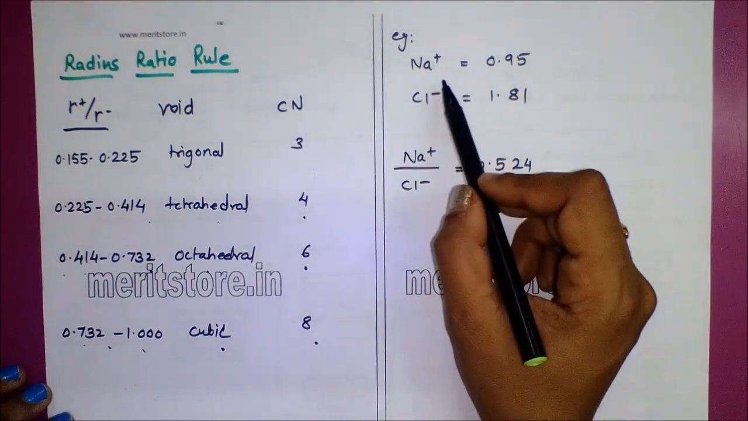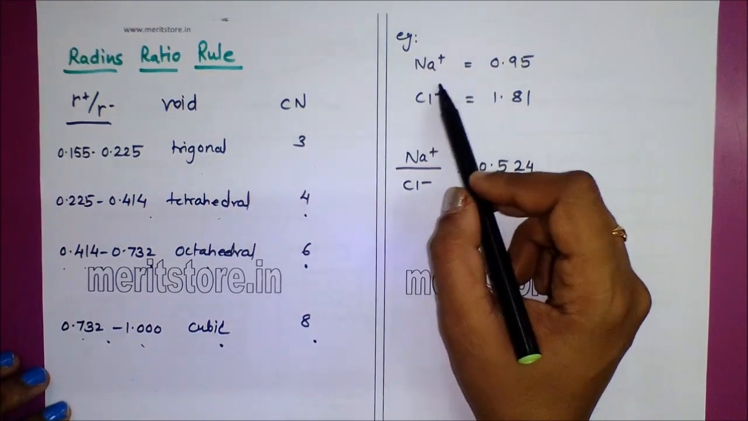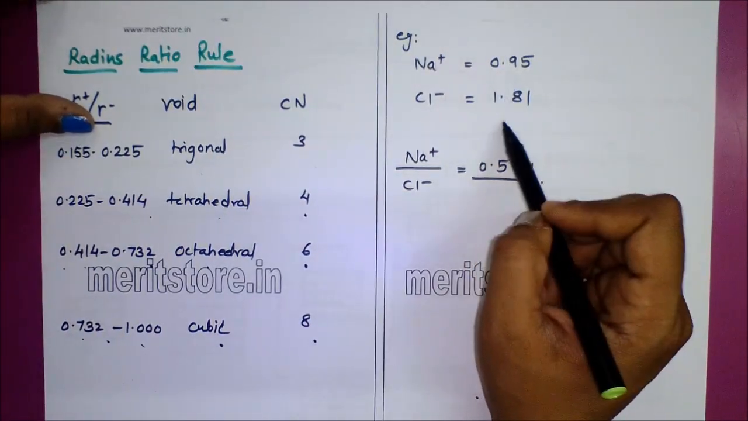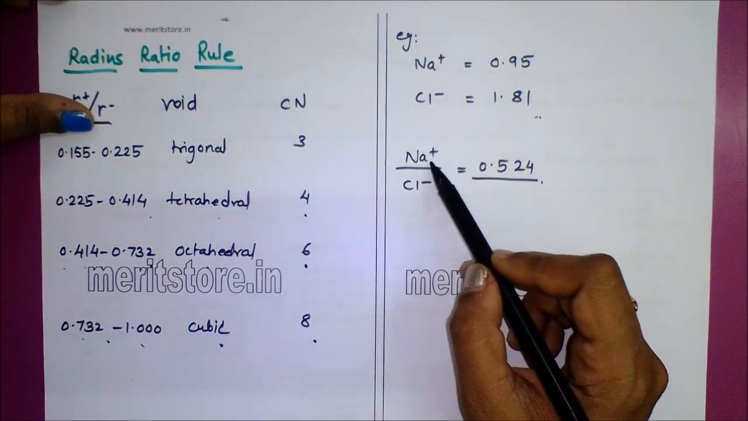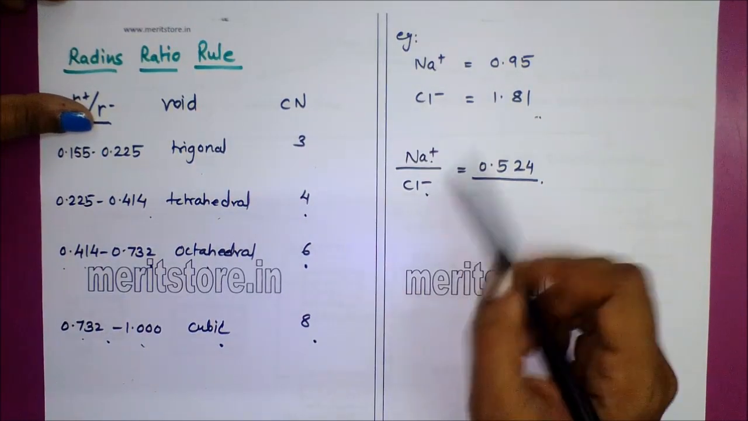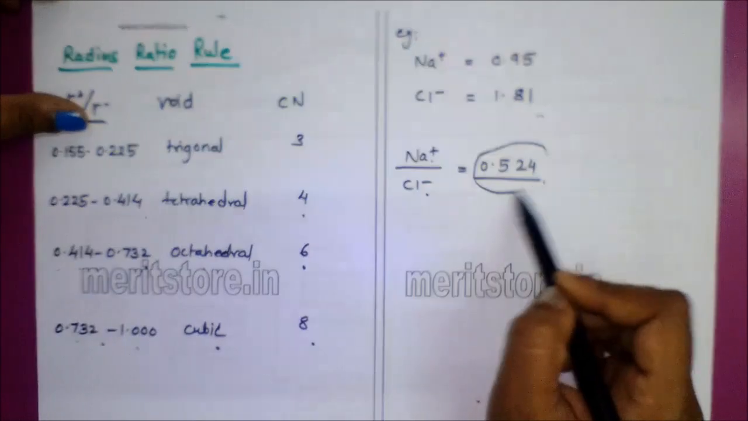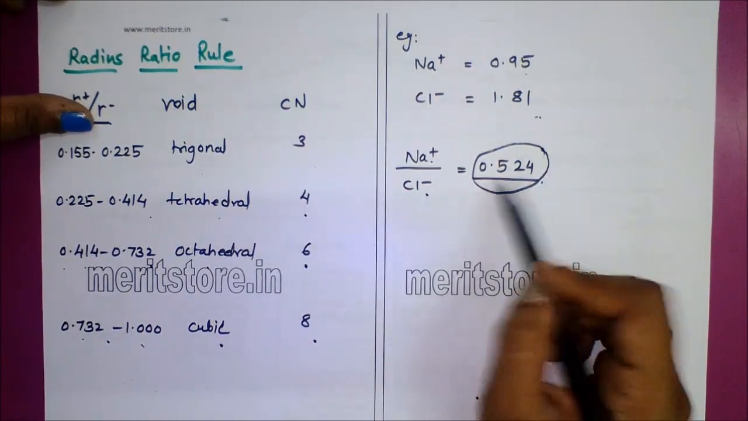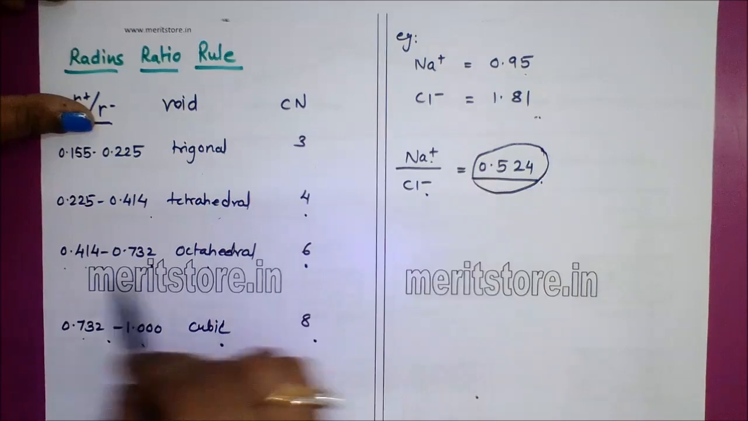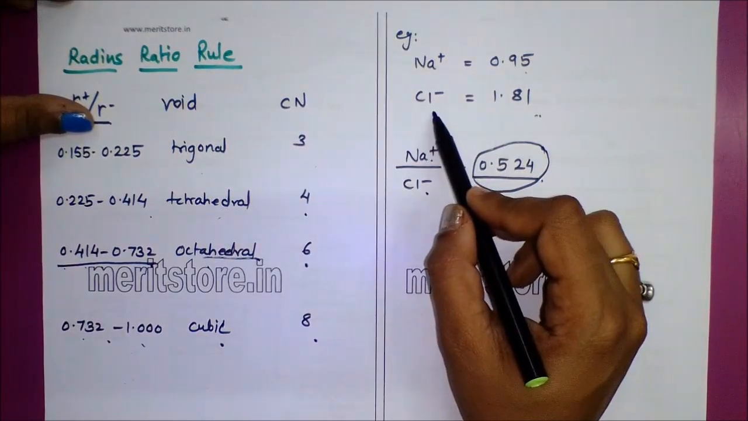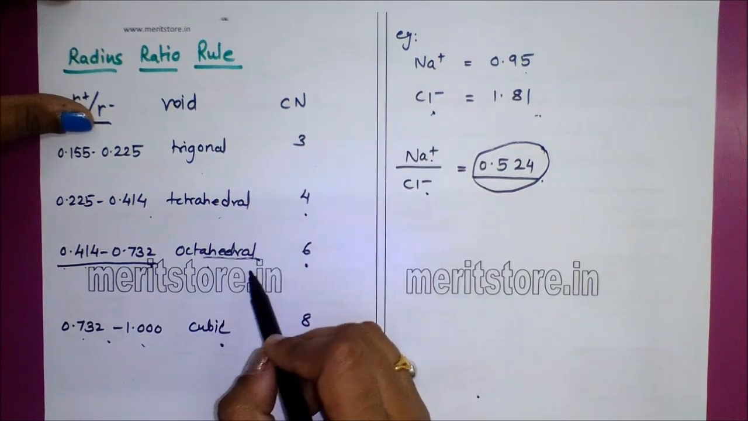For example, if they have given us the sodium ion radius as 0.95 and Cl minus as 1.81, we divide the radius of sodium by that of Cl minus, that is 0.95 divided by 1.81, which comes out to be 0.525. This comes in the range of octahedral, so it is expected Cl minus will form the structure and sodium will go in its octahedral void.